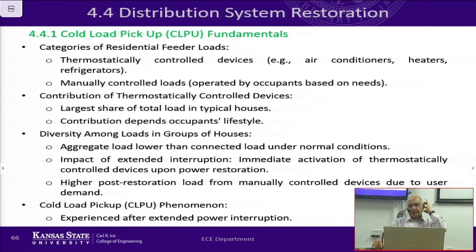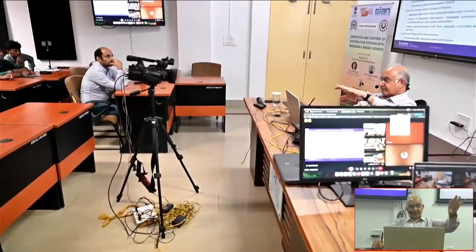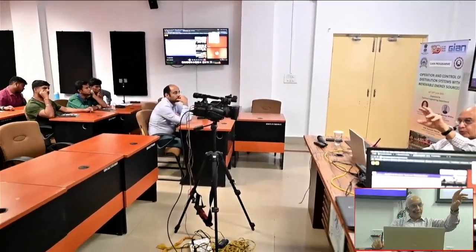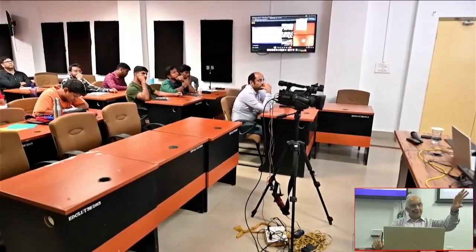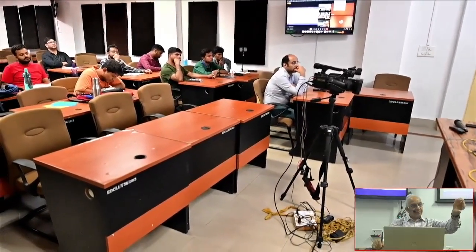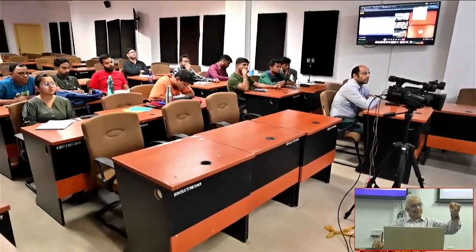These are what we call thermostatically controlled devices, which are air conditioners, heaters, and refrigerators. They have a control mechanism. So in your own home, when you look at the air conditioner, you set a temperature. Now this air conditioner is not running continuously. It runs for a little bit, and then it shuts off. The fan itself is running, but the cooling itself is not running continuously. It runs for a certain time and it goes off and then comes on and goes off and so on and so forth.